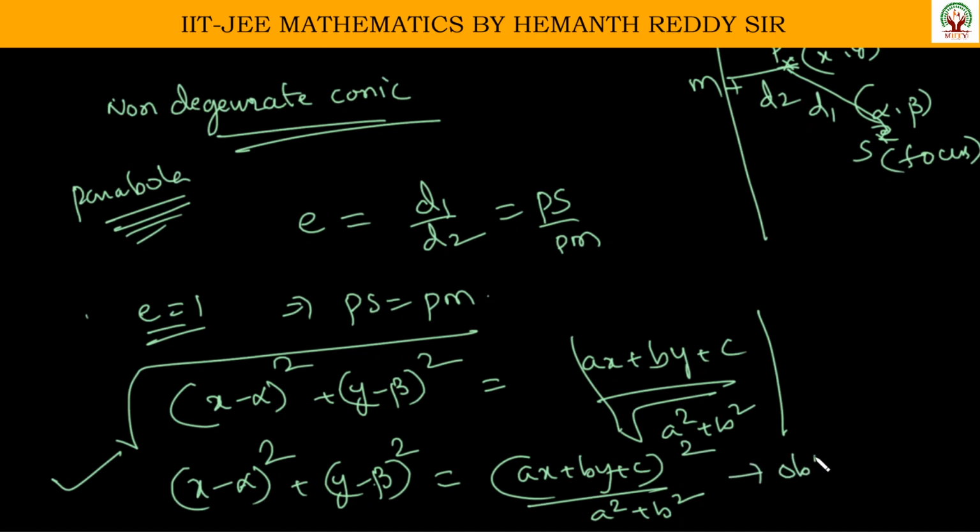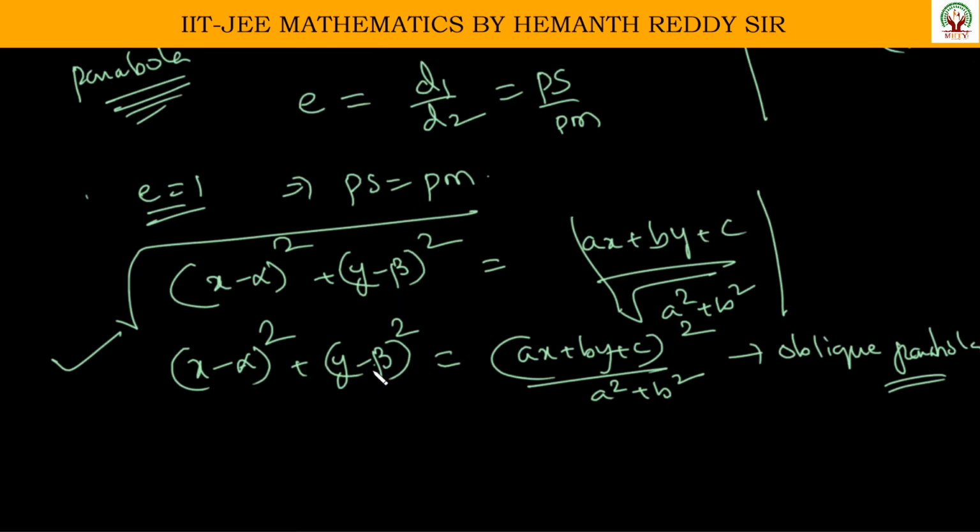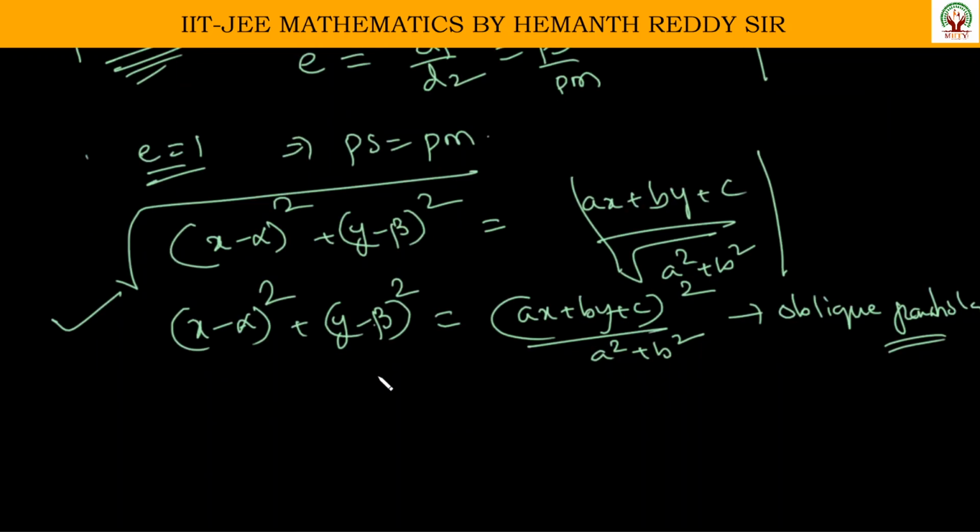In general, this is an oblique parabola. An oblique parabola means the directrix is neither parallel to the x axis nor parallel to the y axis. Generally these will not be present in your syllabus, but I'll be teaching you at the end of this chapter. In the JEE syllabus, they will always talk about the equation of the parabola in the standard form. We'll also be seeing the same thing, the equation of the parabola in the standard form. Mainly that's our point.